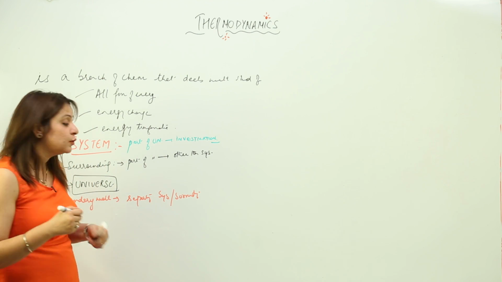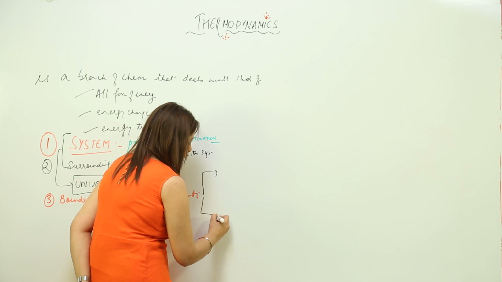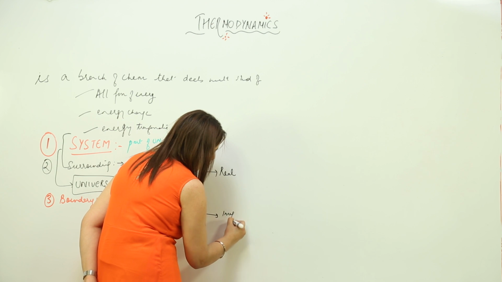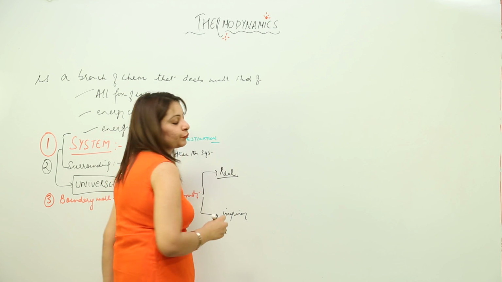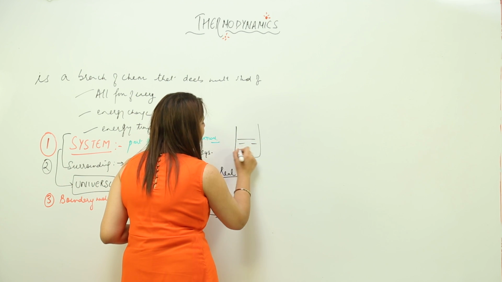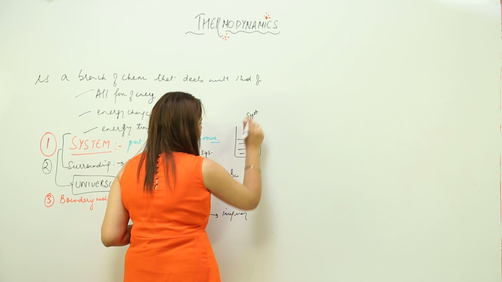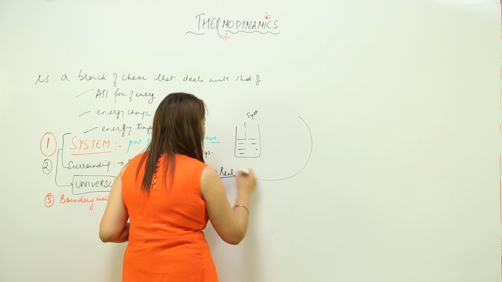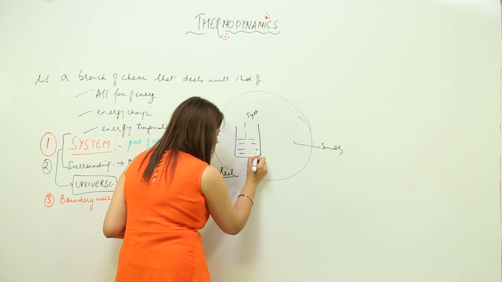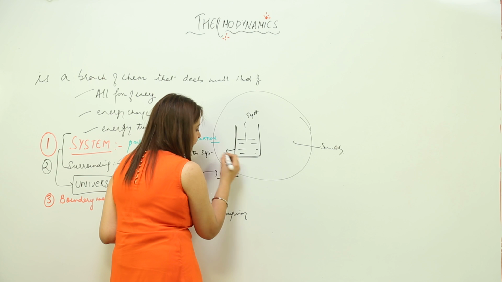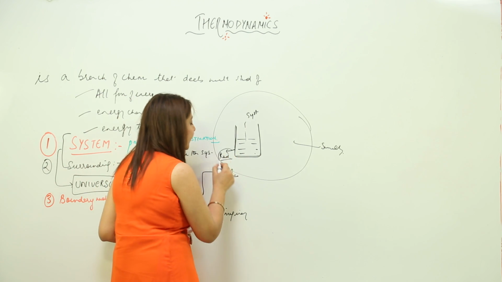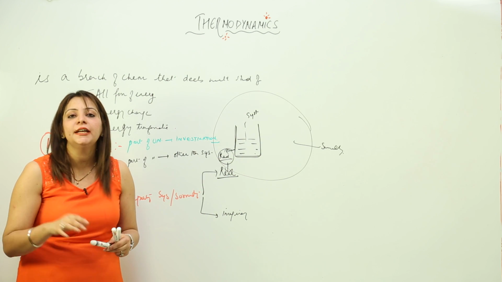So what do we get to see? We get to see different types of boundary: the real boundary and the imaginary or virtual boundary. Suppose I have a beaker, and in this beaker I have water. This whole beaker is my system, and what is around it is the surrounding. The outer layer of the beaker is a real boundary. You can see it separating the water from the surrounding, with the naked eye.